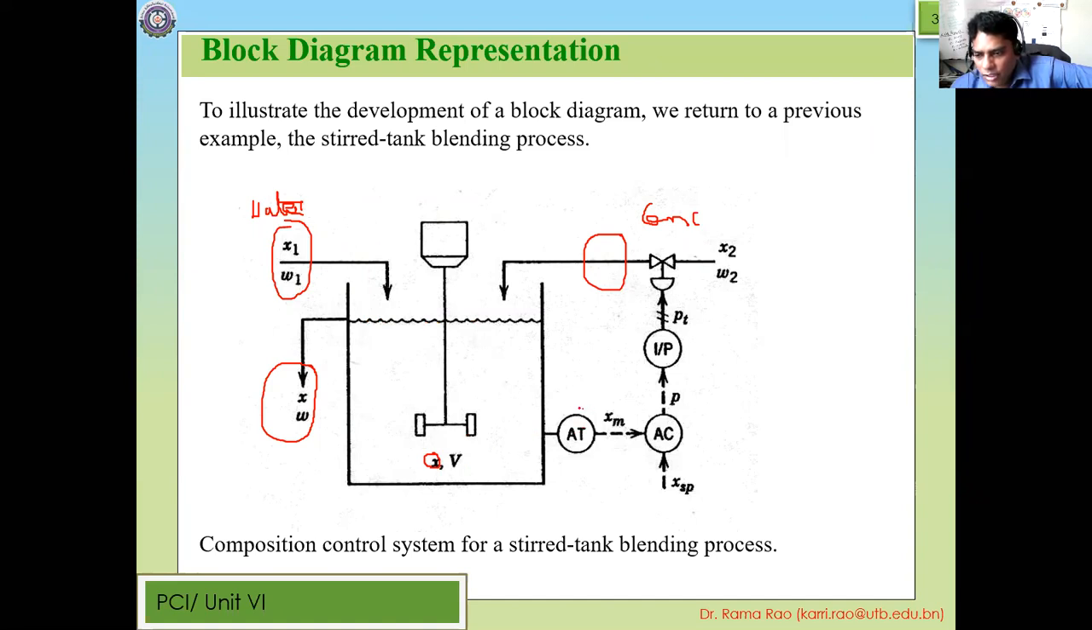So we need an instrument, which is called a transmitter. Then we have XM, that is the measured composition, and we check whether this composition is as close as possible to the set point. If it is not, then we need to change according to the control. So we have a controller, then an I/P converter, and then the control valve. This is what we covered in all the previous systems. Again today we are going to focus on this system and how we are going to build up a complete closed loop feedback control system.